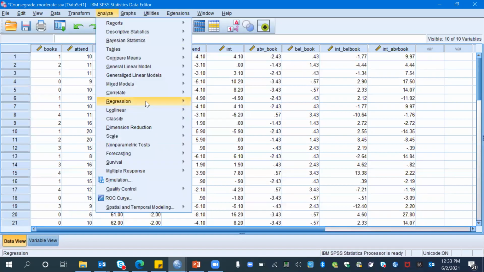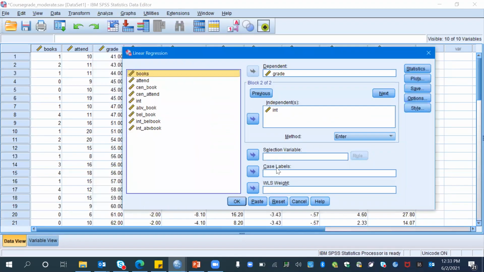So I'm going to analyze, regression, linear. Again, use whatever regression. A regression is a regression, no matter what stats package you use. I don't know why that says block 2 of block 2. It shouldn't. Weird. I'm going to put my centered attendance in. This should be block 1. I think this is just a weird SPSS glitch.